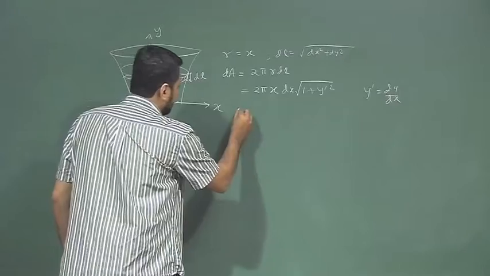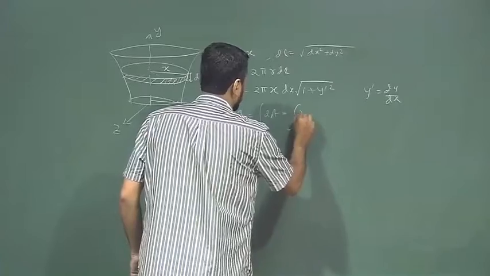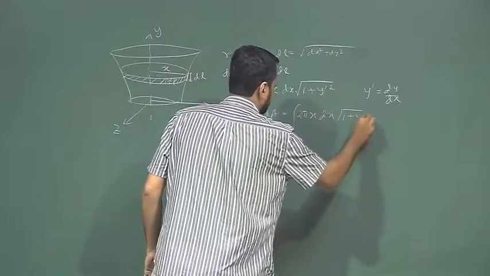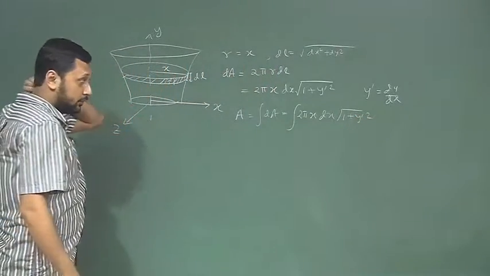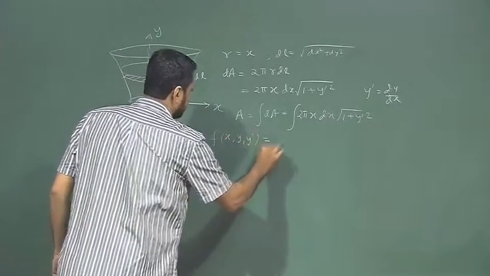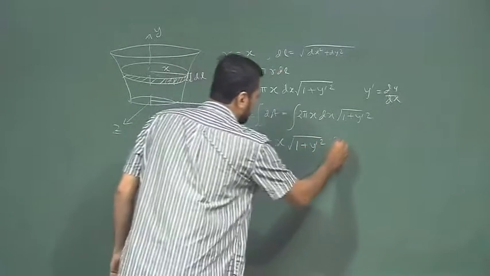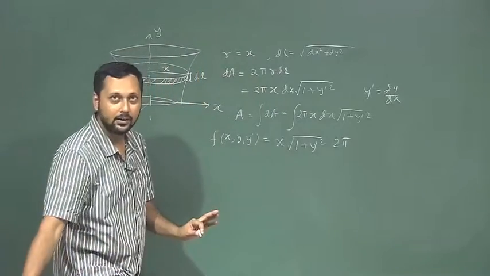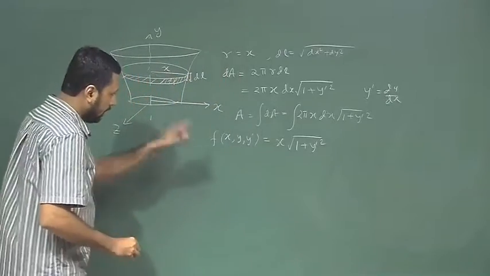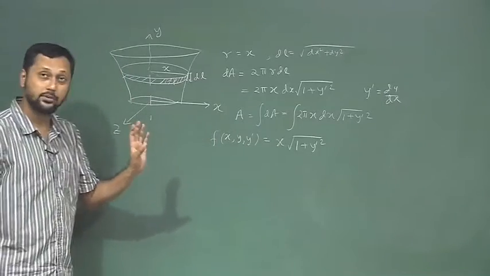And so, the total surface of revolution A will be the integration of dA, which will be the integration of 2 pi x dx root over 1 plus y dash square. And this will give us f of x, y, y dash as x root over 1 plus y dash square. There will be a factor of 2 pi, but because it is a constant factor and we have to take the equation from here, it will cancel out anyway. And please note that this function is right now the construction which we are using.